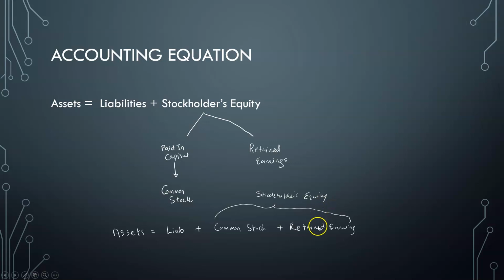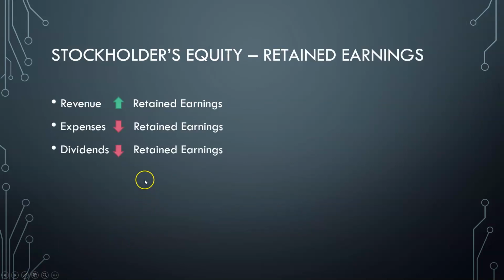Now we're going to take a look at retained earnings in more detail. Retained earnings are affected by revenues, expenses, and dividends. So how do revenues, expenses, and dividends affect retained earnings? Every time a company earns revenue, it has the effect of increasing retained earnings. Every time the company incurs expenses, it has the effect of decreasing retained earnings. And every time a company pays dividends to its owners, it has the effect of decreasing retained earnings.